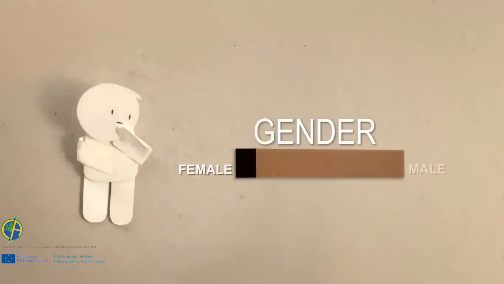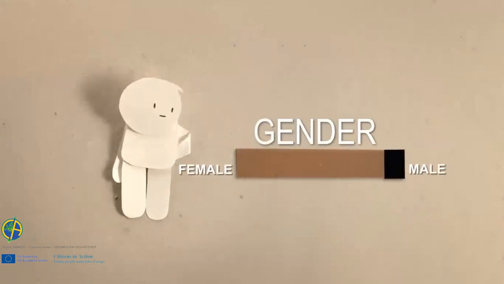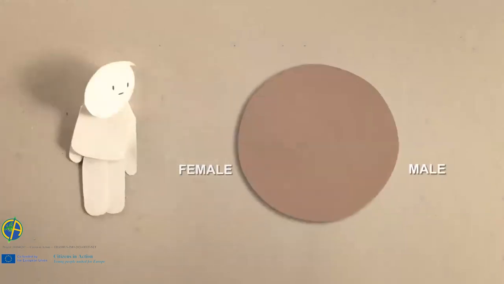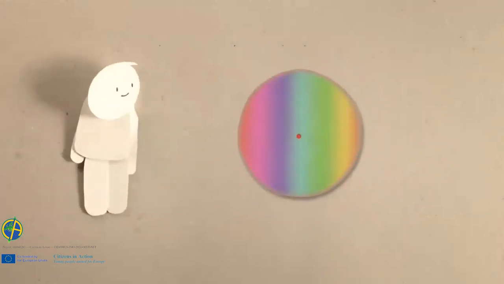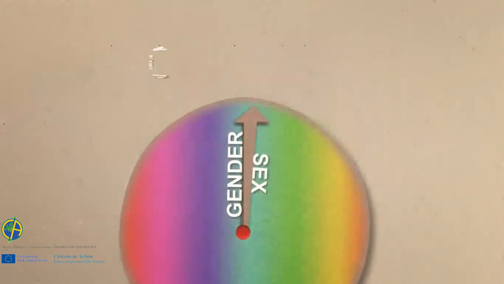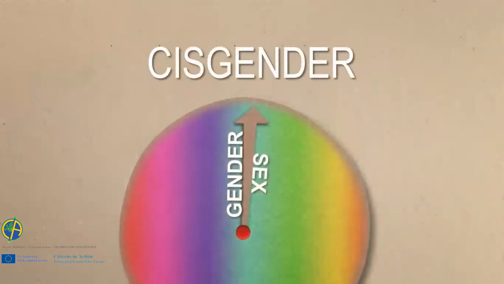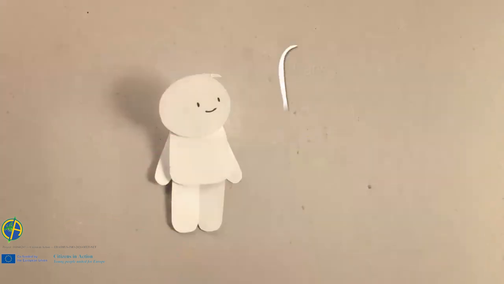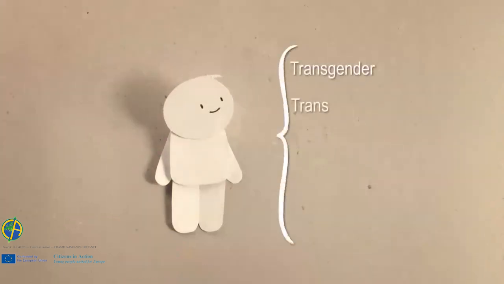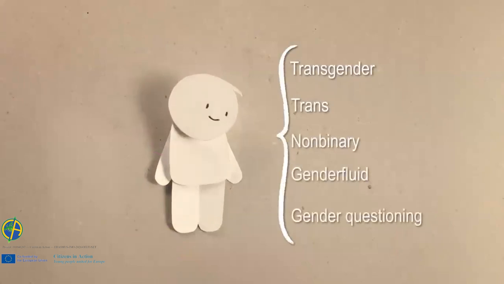Gender has traditionally been seen as a binary system, but perhaps we should think of it as a spectrum with loads of possibilities. For a lot of people, their gender identity and sex line up. This is described as cisgender. But someone who feels their gender identity and sex don't match might describe themselves as transgender, or trans, or non-binary, or gender fluid, or gender questioning.